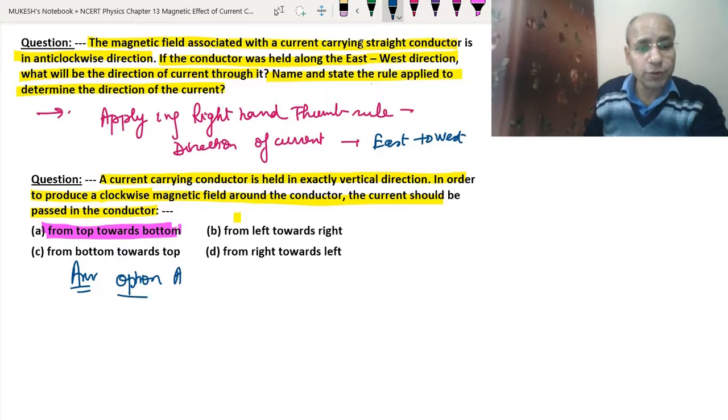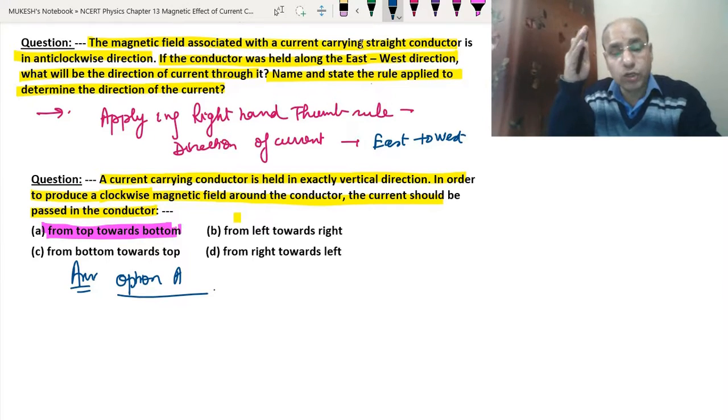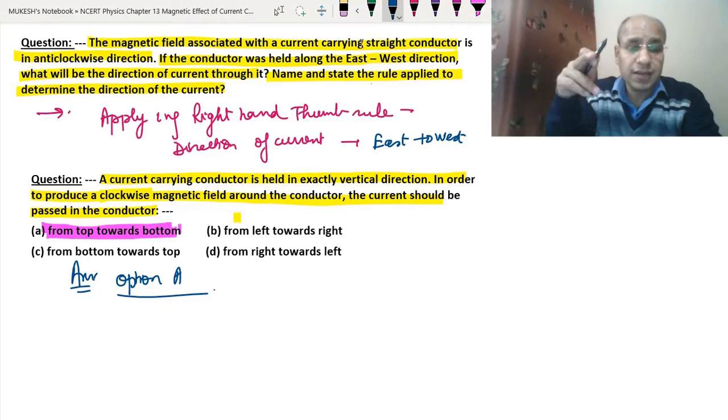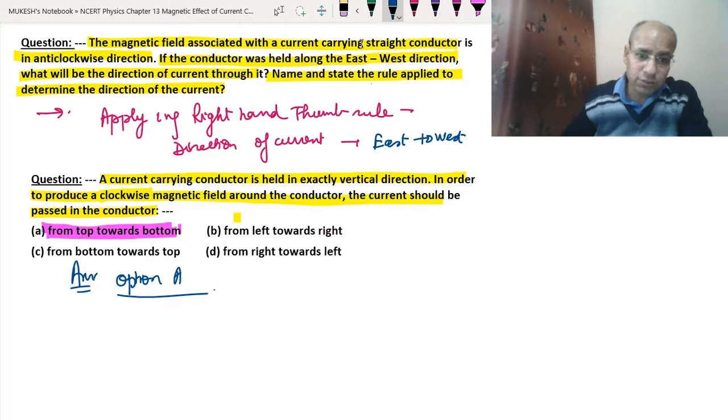I hope this is clear to you, because as we know, when the current is flowing top to down, the field is in the clockwise direction. If it is from down to top, towards the top, that means it will be the anti-clockwise direction. And which rule have we used here? The right hand thumb rule we have used here. Okay, now the next question.